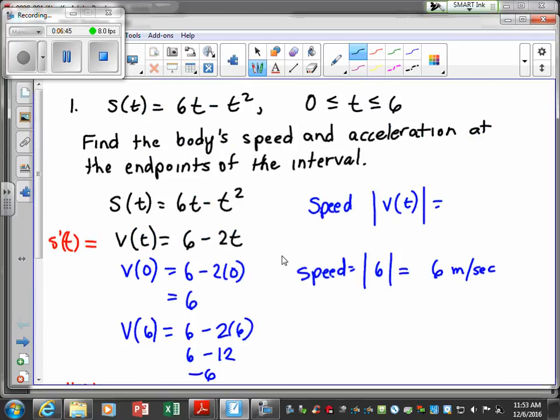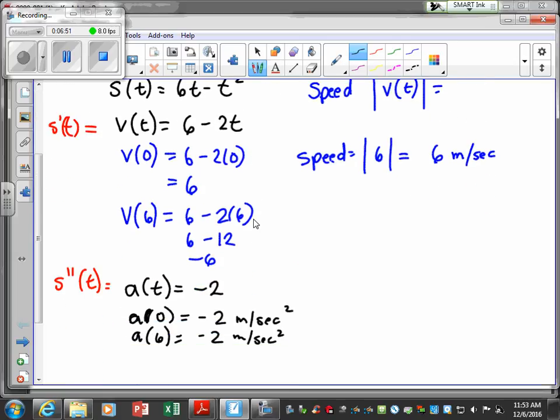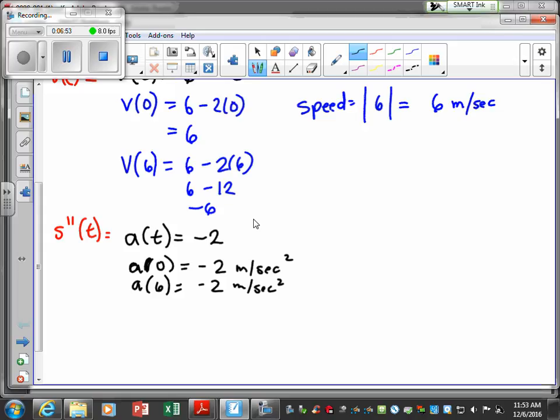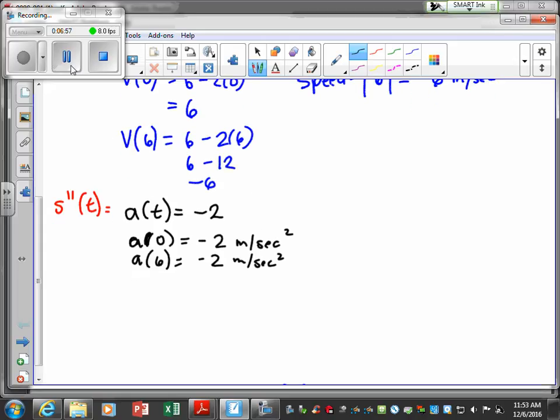Okay, the main thing to keep in mind is if you're given position, you find velocity by taking the first derivative, and you find acceleration by taking the second derivative. And then you can evaluate that at any given point. Let's look at another one.